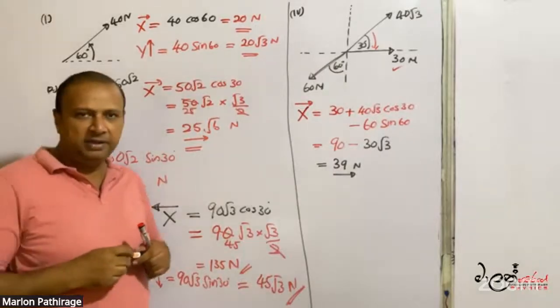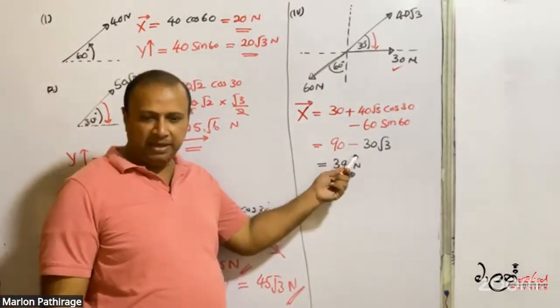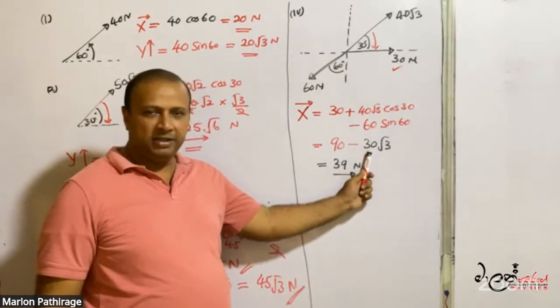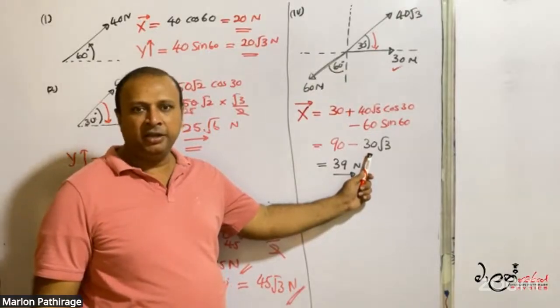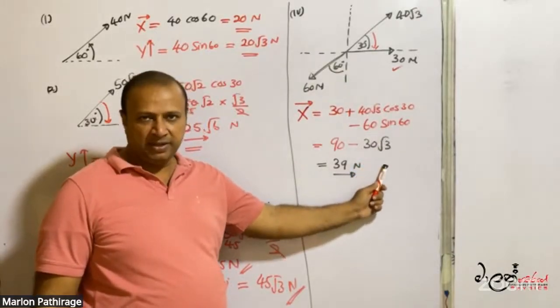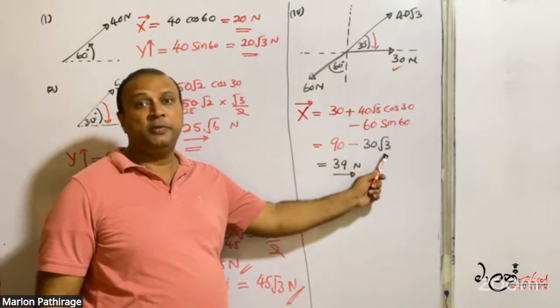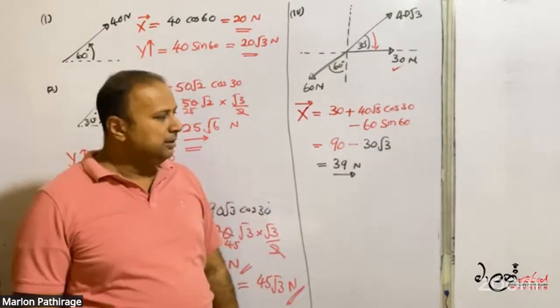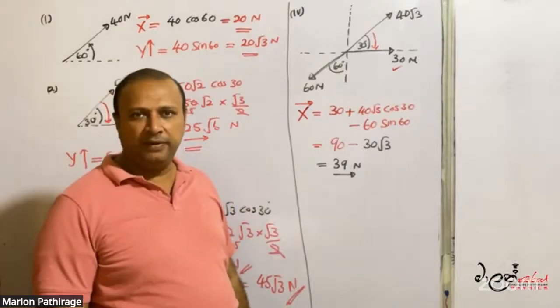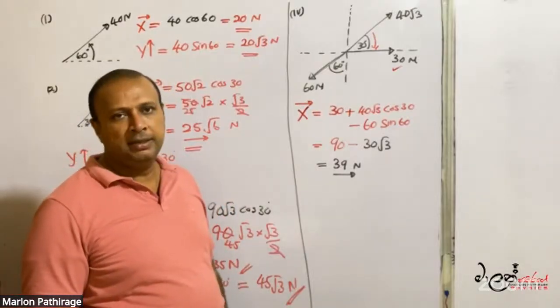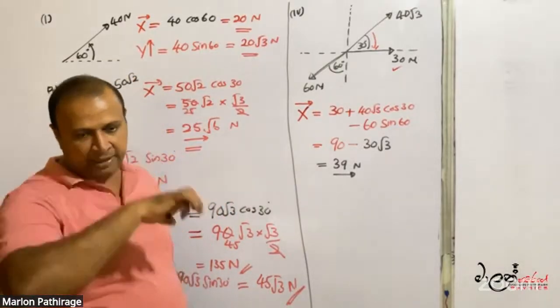Now, you can think like this without writing it down. 30 means 10 into 3. Root 3 is 1.7. 1.7 into 10 means 17. That means 17 into 3, that means 51. 51 minus 90 gives 39.